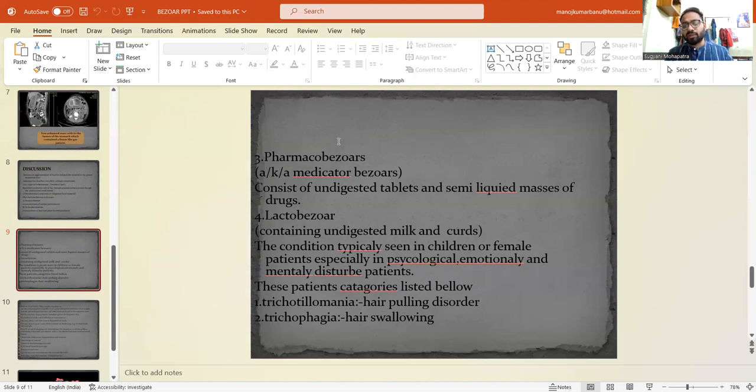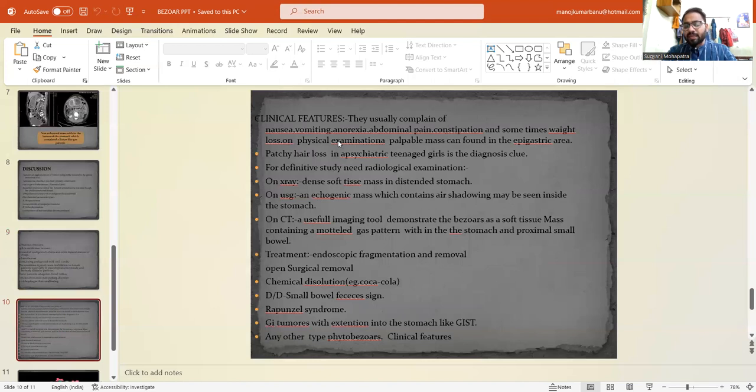The condition is typically seen in children or female patients, especially those who are psychologically, emotionally and mentally disturbed. Patients with trichobezoar, phytobezoar and other types of bezoar most commonly show trichotillomania, a hair-pulling disorder, and trichophagia, hair swallowing. In clinical features, they usually complain of nausea, vomiting, anorexia, abdominal pain, constipation and sometimes weight loss. On physical examination, a palpable mass can be found in the epigastric area, and patchy hair loss in a psychiatric teenage girl is a diagnostic clue.